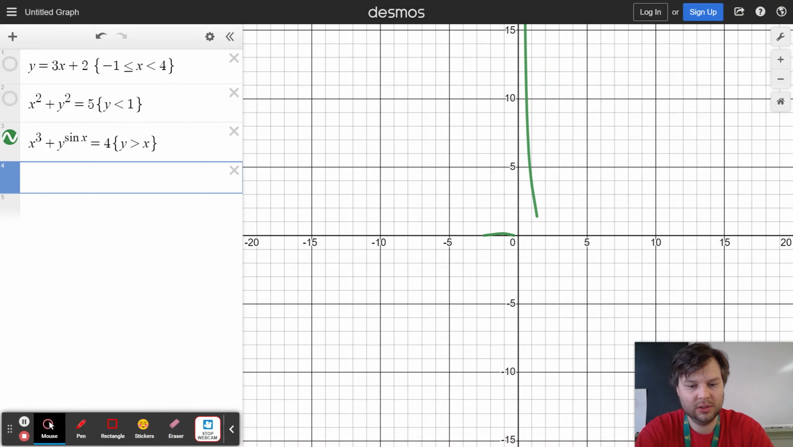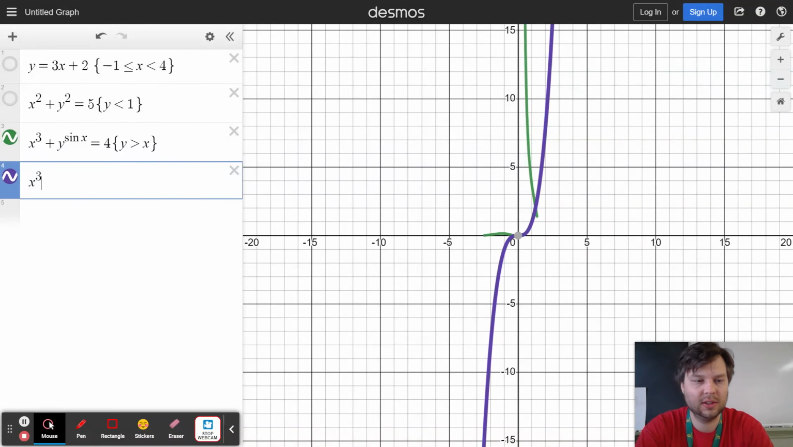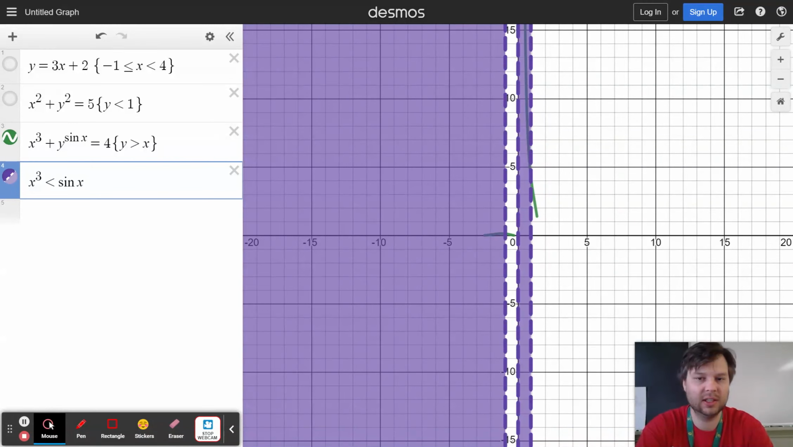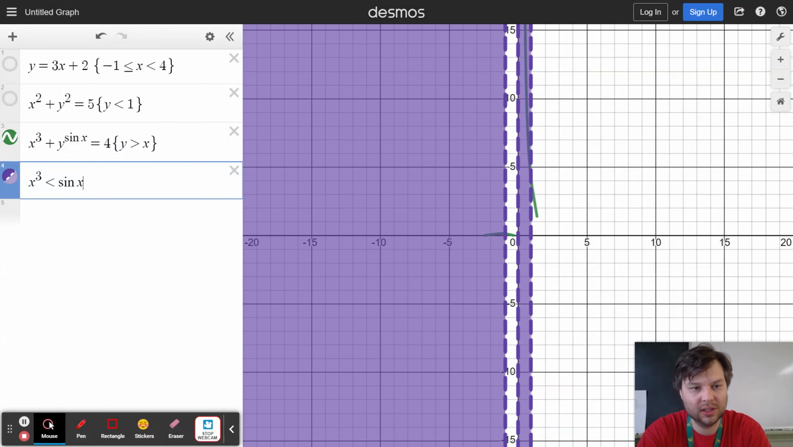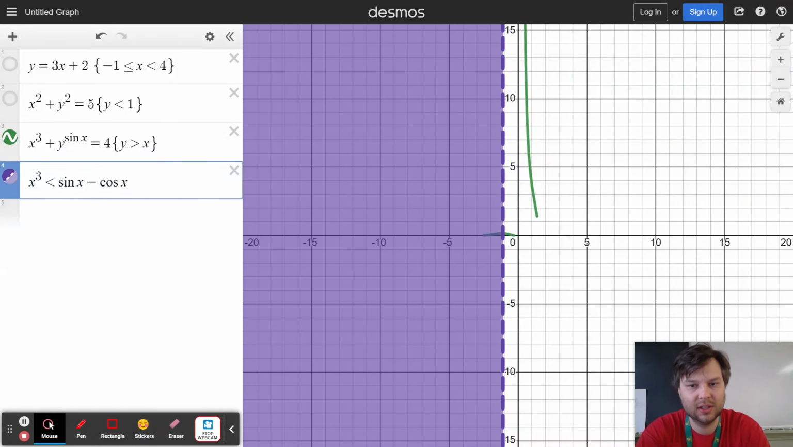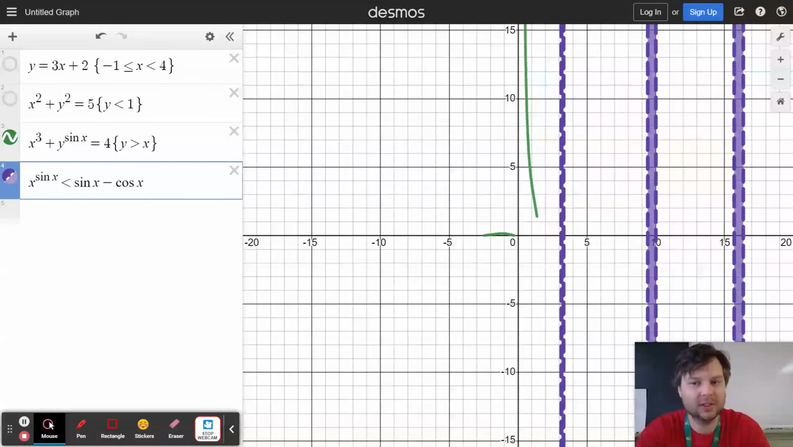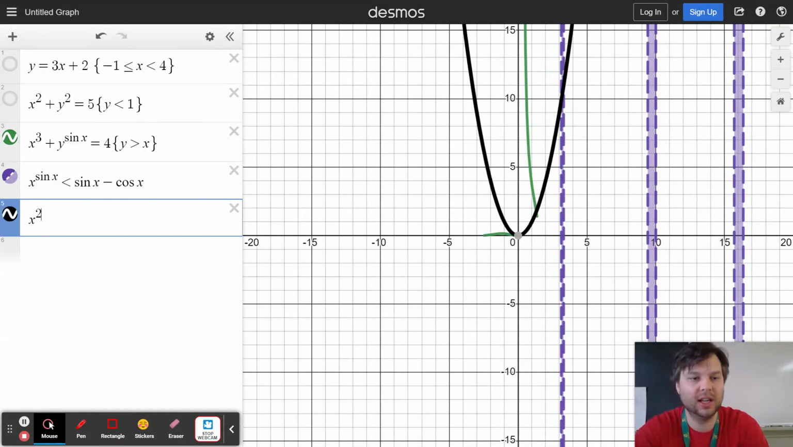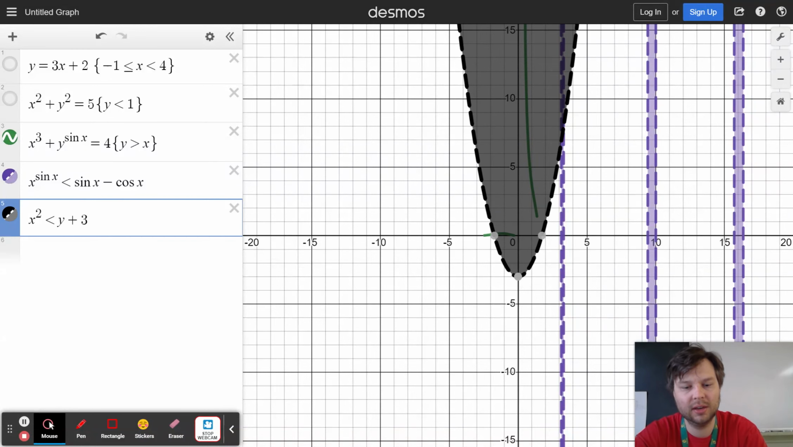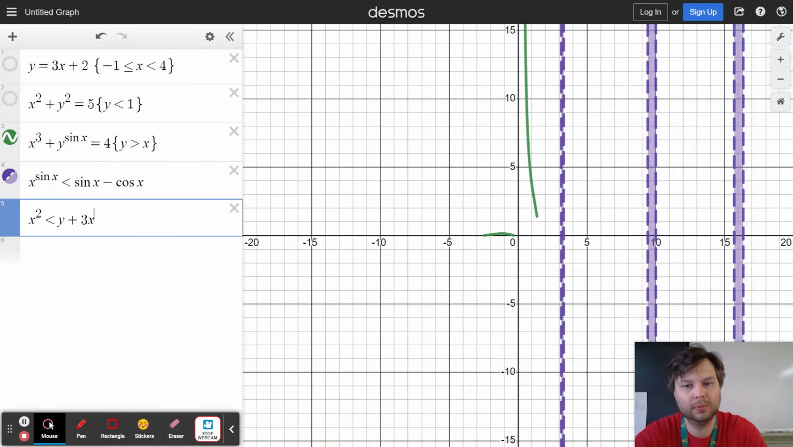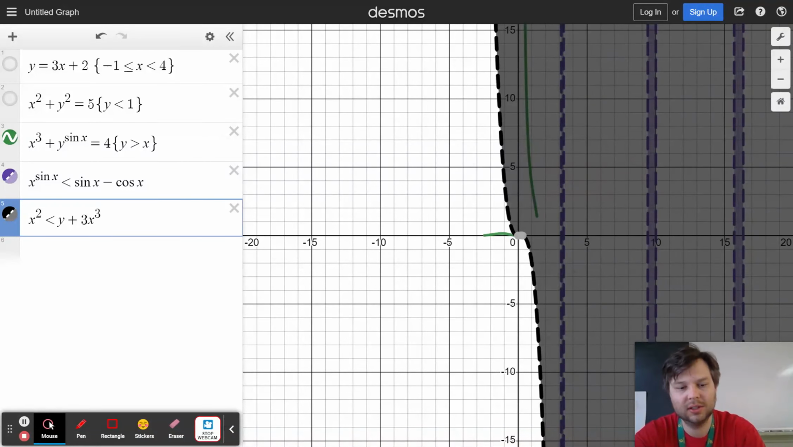By the way, type in all kinds of weird things. X to the third is less than sine of x to the fourth. Do all kinds of weird things. Let's do sine of x minus cosine x. Doesn't look that cool. Let's make it x to the sine x. That looks kind of cool. So when you do these inequalities here, you can get really interesting shadings. X squared is less than y plus 3, whatever you want, really. Any sort of curves that you want, you can get them to shade.